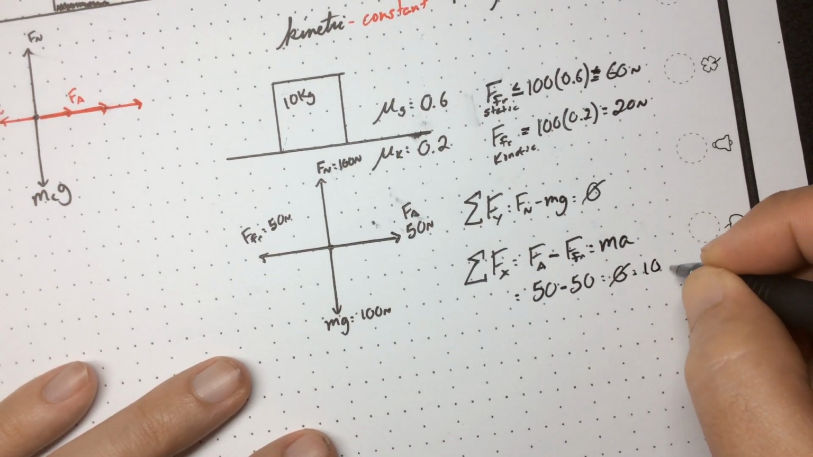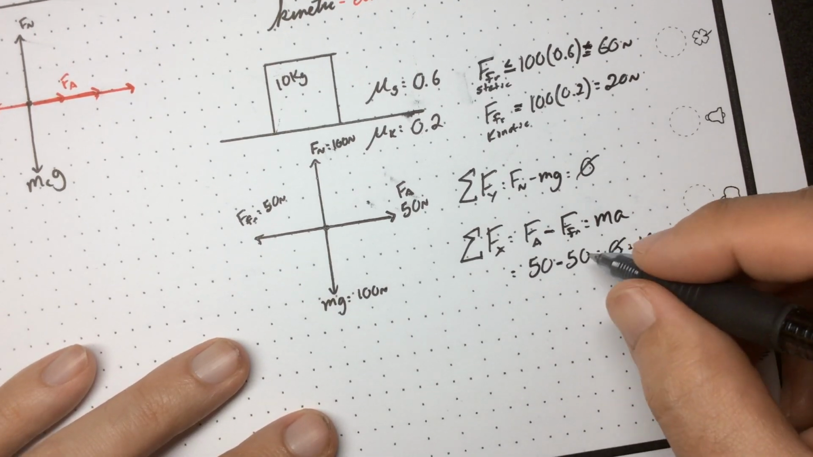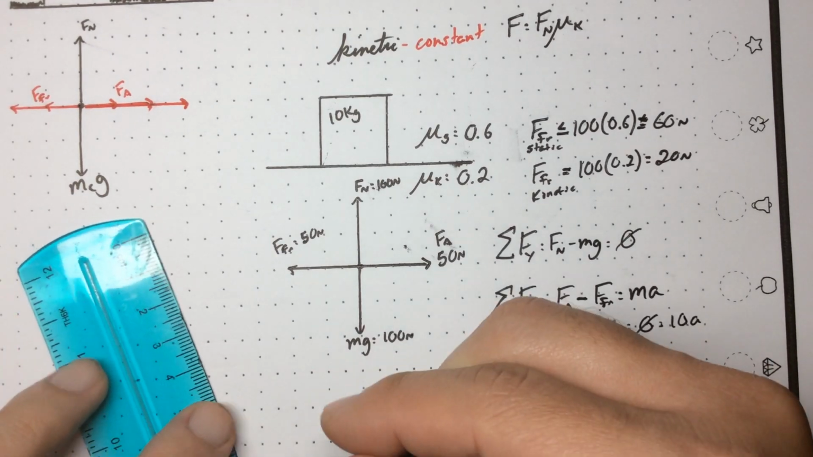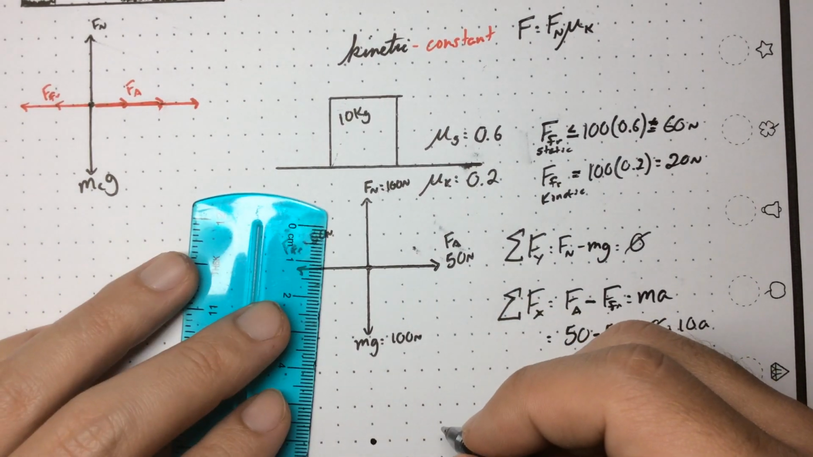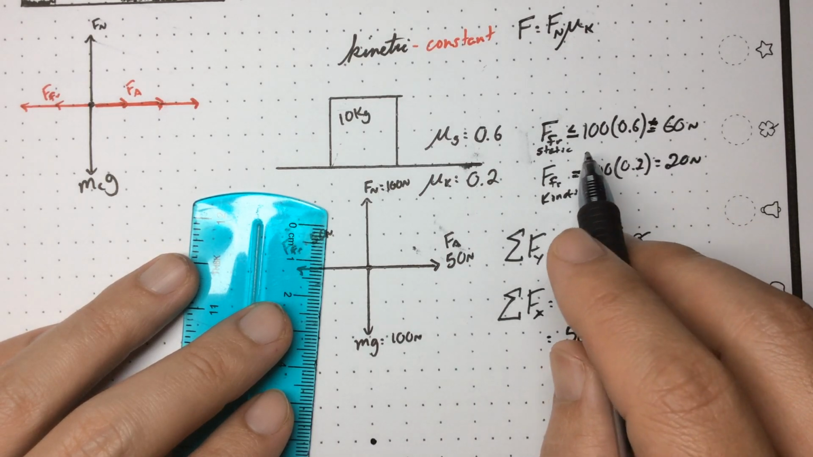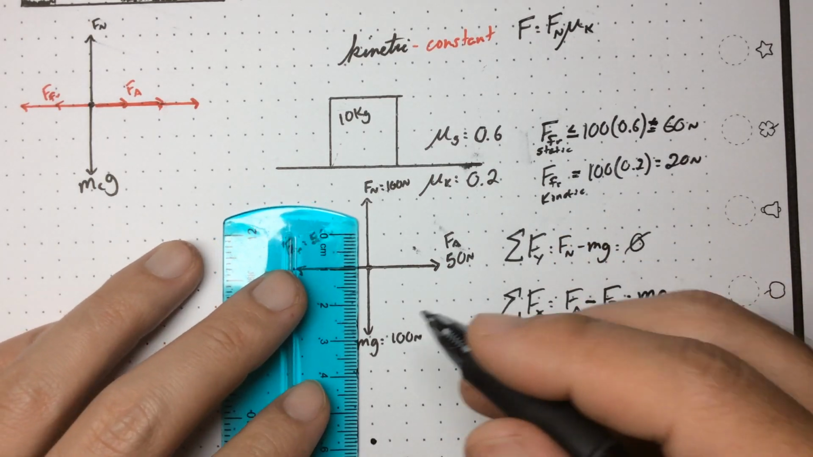M is going to be 10. Acceleration would be what we're looking for. That's 0 for this to work out. Now, you might ask, all right, well, Mr. K, what happens if the force is like 61? Or what if the force on this thing is just a bit bigger than the force friction can handle?